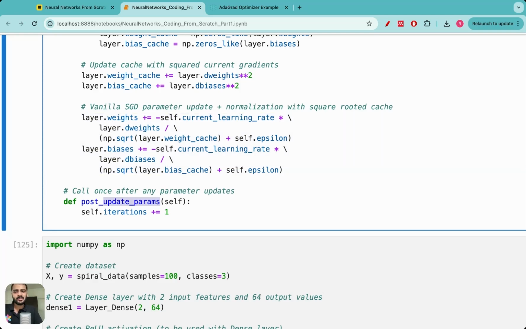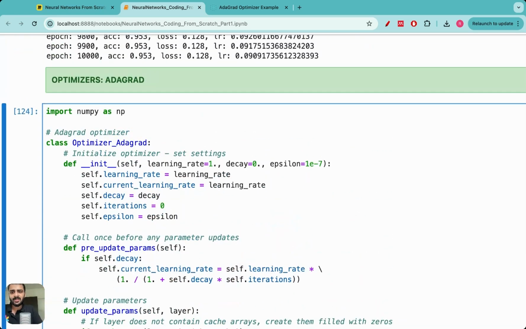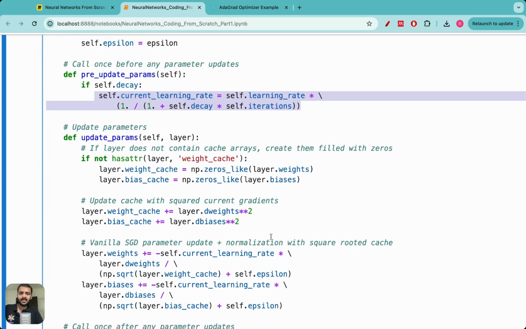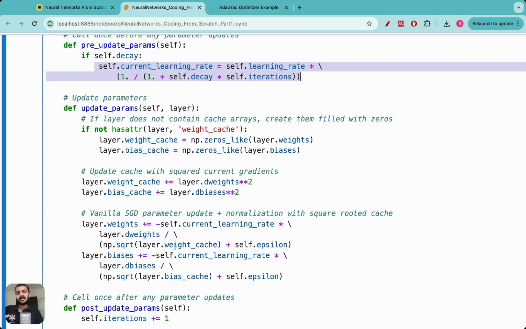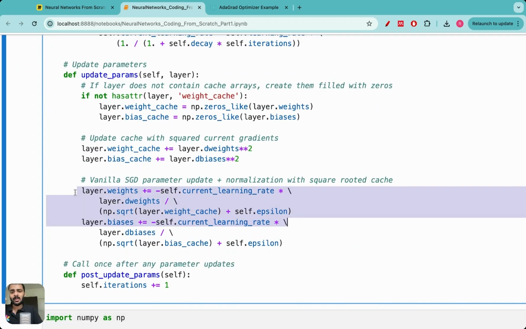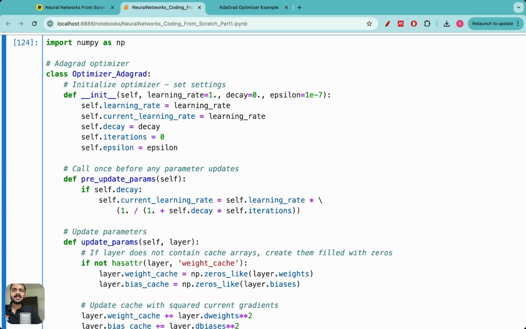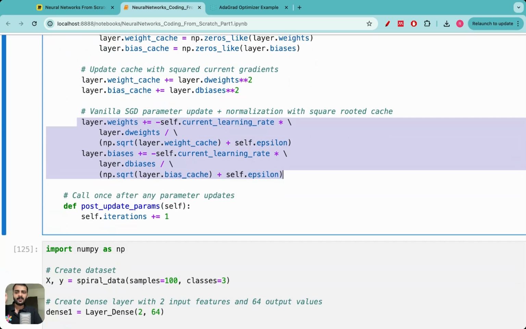What will happen in the post update params is that we'll just increase the iteration count by 1, because we have updated the parameters in that iteration, and then we'll move to the next iteration. Whenever we move to the next iteration, remember that the learning rate will change since we are at a different iteration, and then we'll update the weights and biases according to the similar formula which we discussed over here. So this is the optimizer class and we will be calling it in the neural network.